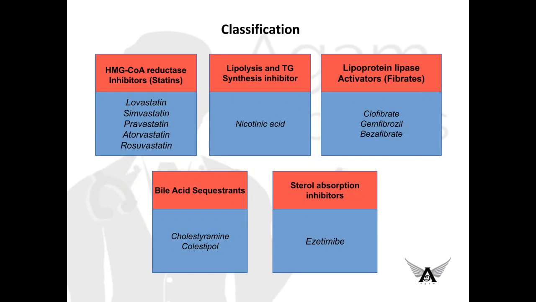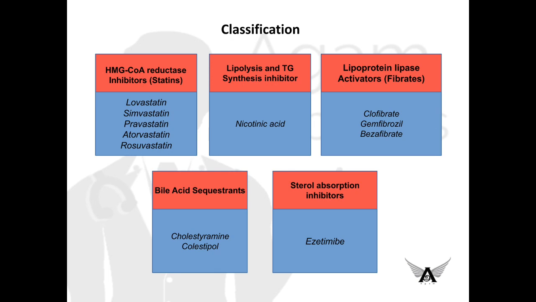Moving on to the classification, we have here 5 categories in this hypolipidemic drugs. The first one is HMG-CoA reductase inhibitors, which is otherwise called as statins. And the second one is lipolysis and triglyceride synthesis inhibitor. Third one is fibrates, or otherwise called lipoprotein lipase activators. Fourth one is bile acid sequestrants, and fifth one is steroid absorption inhibitors.